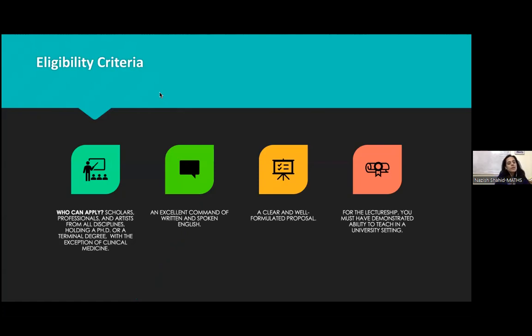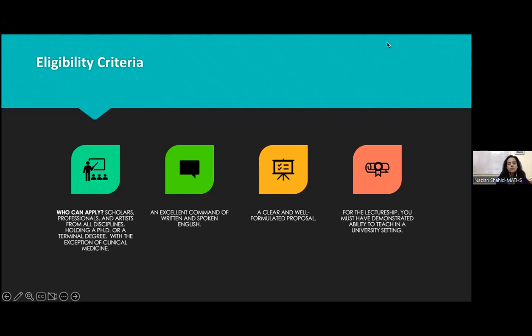And you have to have an excellent command of English, both speaking and written. And single-handedly, the most important component of this application is your research proposal. For the Fulbright Scholar program, if your research proposal catches their eye and is appealing to them, that's your first step, and you will be closer to winning this program. So your research proposal has to be very clear, very well thought out, and very well formulated. I'll talk more about the research proposal later.